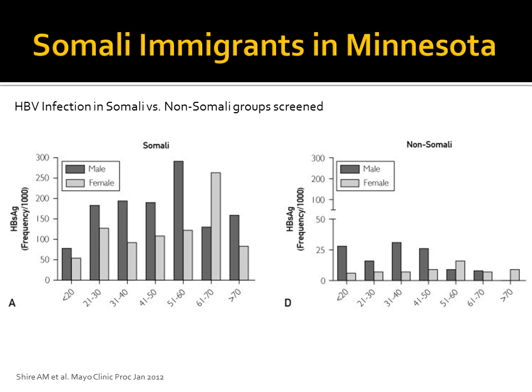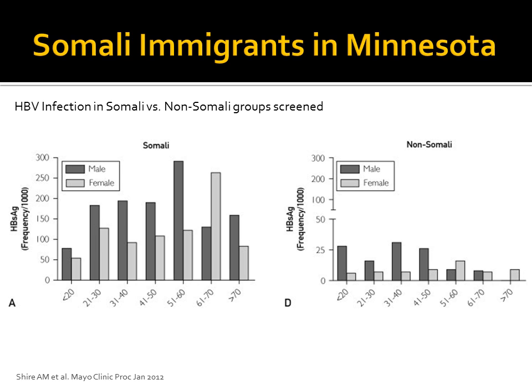So I wanted to now highlight a couple of different programs in which there's been more targeted screening. One certainly has been in the Somali immigrant population in Minnesota. This was published by Shire and colleagues back in 2012, looking at the number of hepatitis B infections in Somali versus non-Somali groups that were tested.